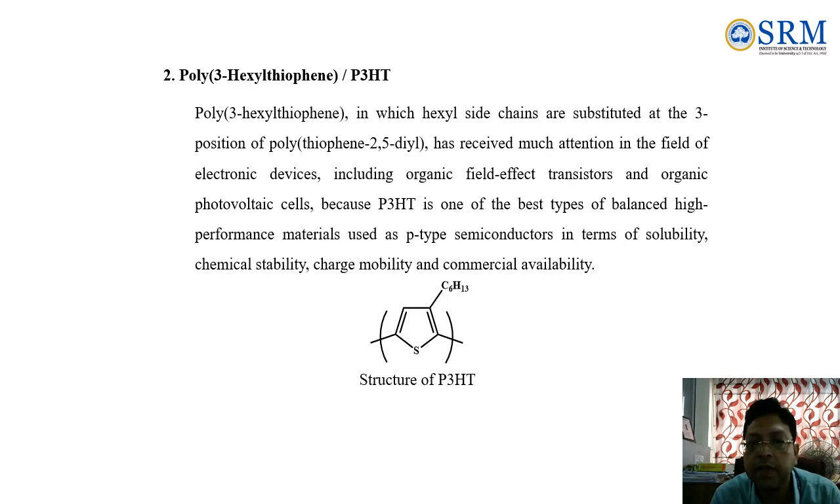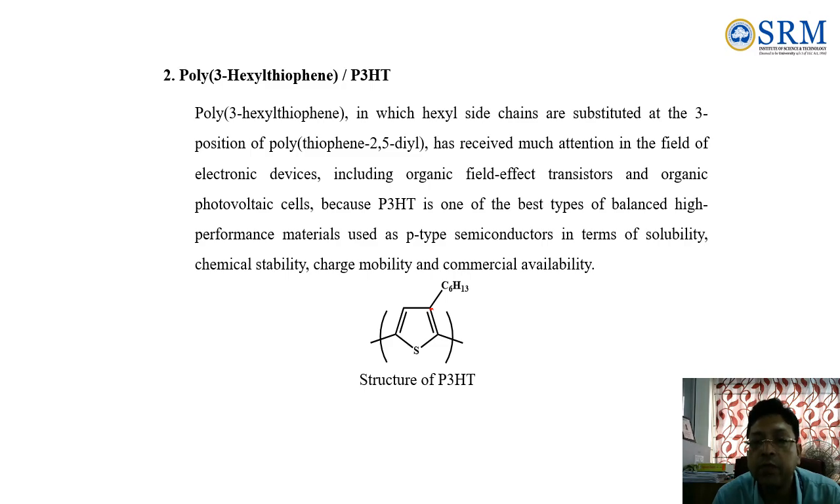Another example is poly 3-hexylthiophene. The monomer unit is 3-hexylthiophene. It contains a heteroatom-containing aromatic moiety, and the heteroatom is sulfur. So the sulfur lone pair and these two pi bonds are involved in the conjugation. And also in the 3 position, a hexyl group is attached.